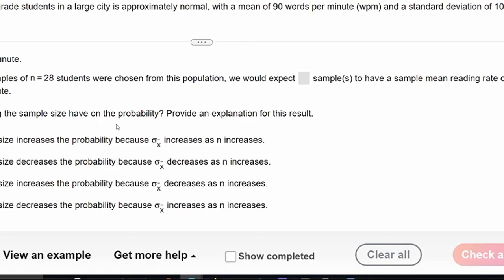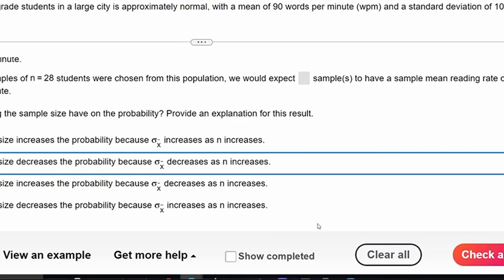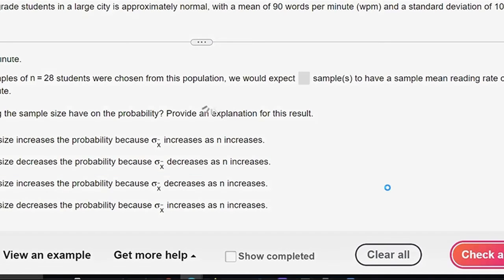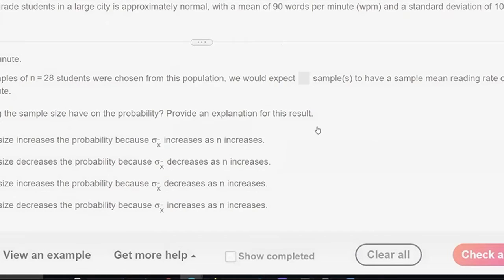So it would make it easier to find results in between two scores. Therefore, on the flip side, harder to find things outside in the tails. And we were looking at a right-hand tail. So the probability is getting smaller because sigma of X bar decreases as n increases. Looks like choice B is what we want. And that's good.